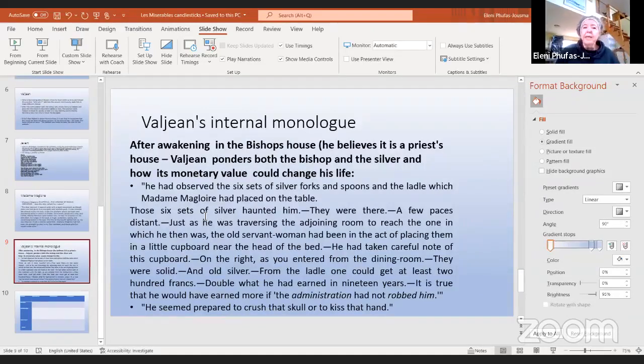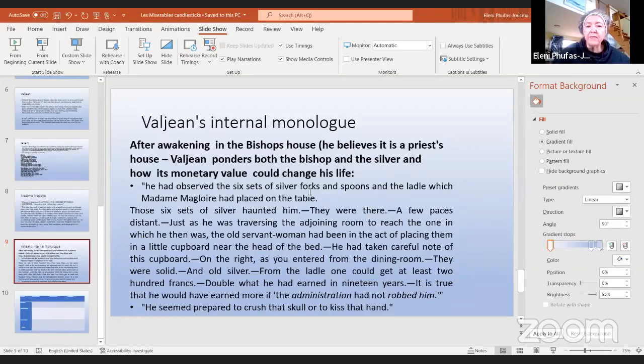So he goes to the bed. Jean Valjean is given a bed to sleep in. He's never slept in a real bed. After awakening in the bishop's house, he believes it's a simple priest at this point. He doesn't know that it's a bishop. Whether that means anything or not is important, I think, to his character. But I mention it here because it is important in terms of what he does when he steals. Valjean ponders both the bishop and the silver, how its monetary value could change his life.